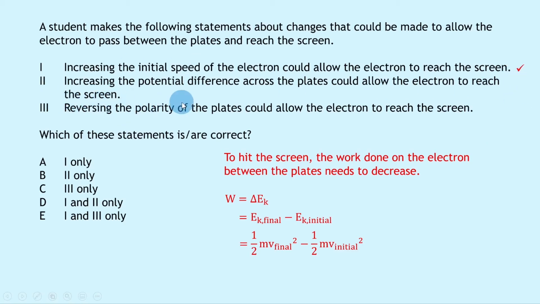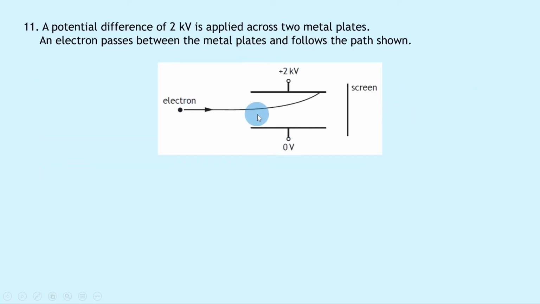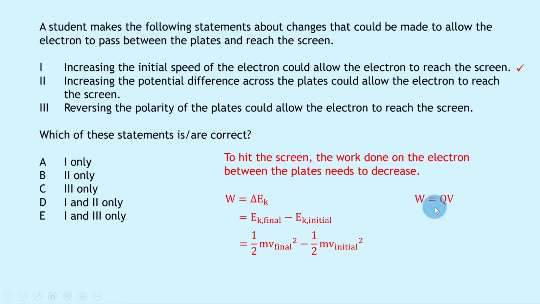Statement 2, increasing the potential difference across the plates could allow the electron to reach the screen. Well, remember another expression for work done is W equals QV, so since the electron charge Q is a constant, that value stays the same, and if we increase the potential difference across the plates V, then that means the work done will increase. But remember, looking at the diagram, we said we want the work done to decrease in order to allow the electron to not curve as much and hit the screen. So increasing the potential difference is actually going to increase the work done and therefore have the opposite effect to what we want. So we can put a cross next to that one.